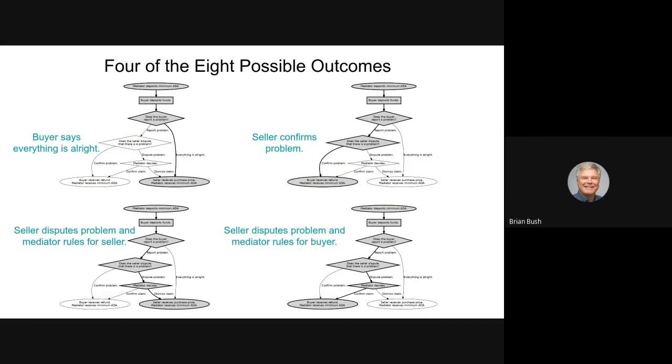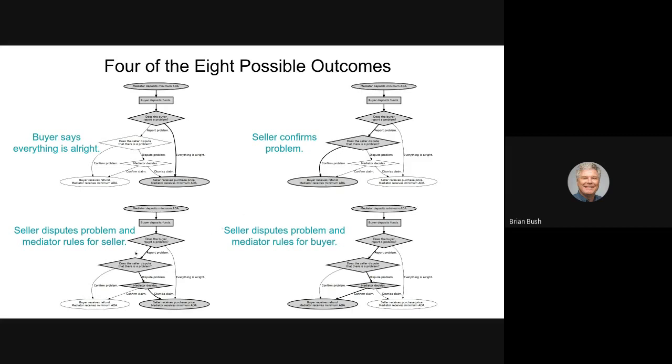So I mentioned that we had these different paths through the contract. Here are 4 of the 8. There are an additional 4 paths through the contract, 4 different outcomes more, which have to do with the timeouts, and I'm not going to go into that today. But the first one is the buyer says everything is all right. So we just walk through this path. Or the buyer can say that things are not all right, there's a problem, and the seller confirms the problem. So we go through this highlighted area.